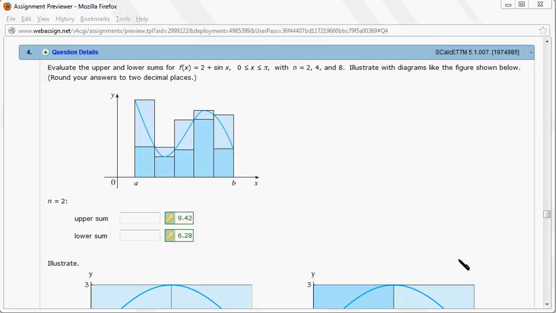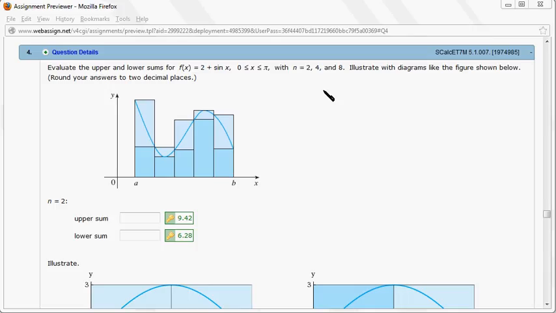Okay, let's look at homework 5.1, problem number 4, right? I actually forgot to talk about the upper sum and the lower sum, so I'll do it here. These are actually quite simple concepts.